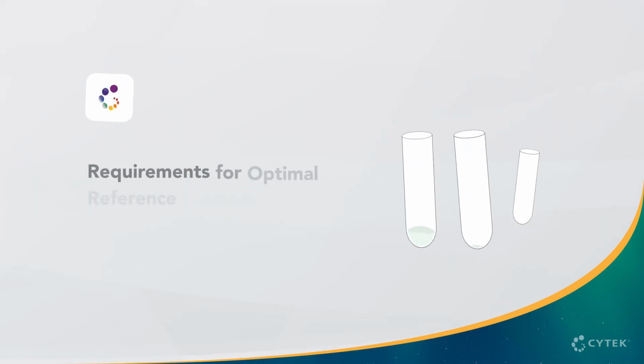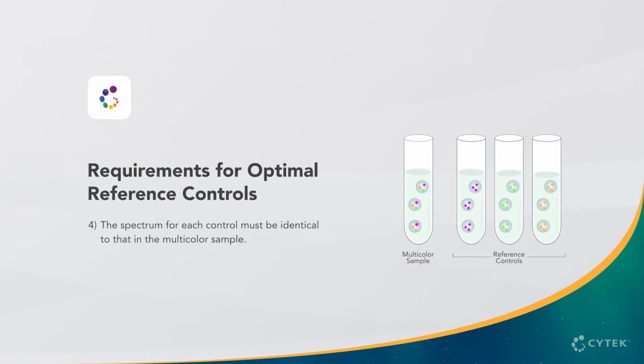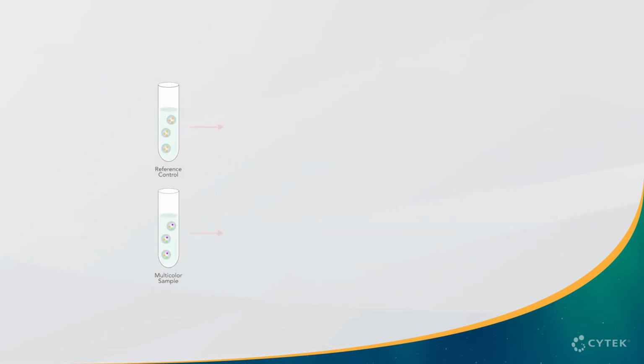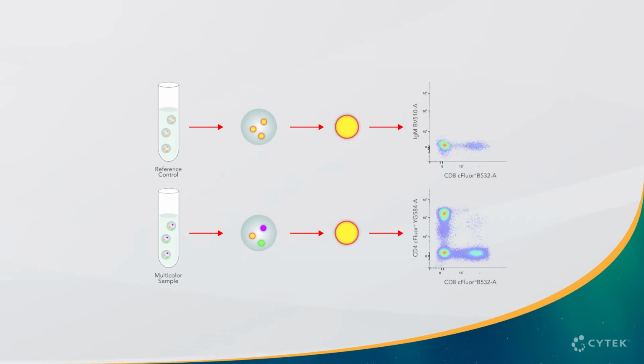For the final requirement, we'll discuss how the spectral signatures in the reference controls must be identical to the spectrum in the multicolor sample. When the spectral signature of the reference control matches that in the multicolor sample, accurate unmixing is achieved. In this example, CD8-CFluor-B532 is properly unmixed because the reference control meets this requirement.